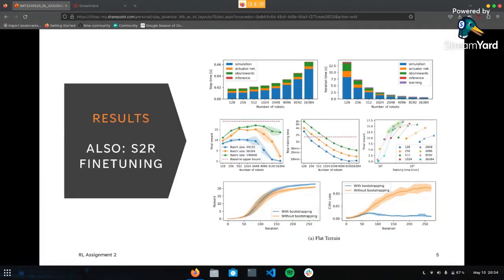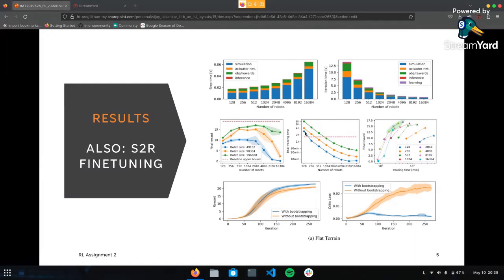Let's now look at some of the results, and we'll also look at what this S2R fine tuning is, which I will come to in a second. So as you can see in this graph, we can see something that might look a little bit counterintuitive. That is, when you increase the number of robots, the performance is actually getting better. And let's look over to the batches later.